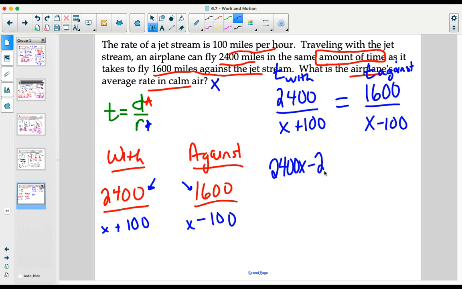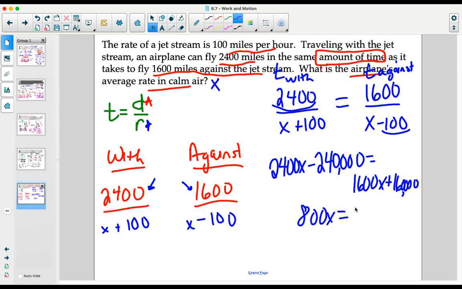2400x minus, be very careful with your zeros. We had 2400 times 100, puts two more zeros on the end. That's 240,000. And then the same thing will happen over here. 1600x plus 1600 with two more zeros, 160,000. Subtracting 1600x, adding the 240,000, you can check my arithmetic and my algebra on this. We end up with 800x is equal to 400,000, leaving us with x is equal to 500.